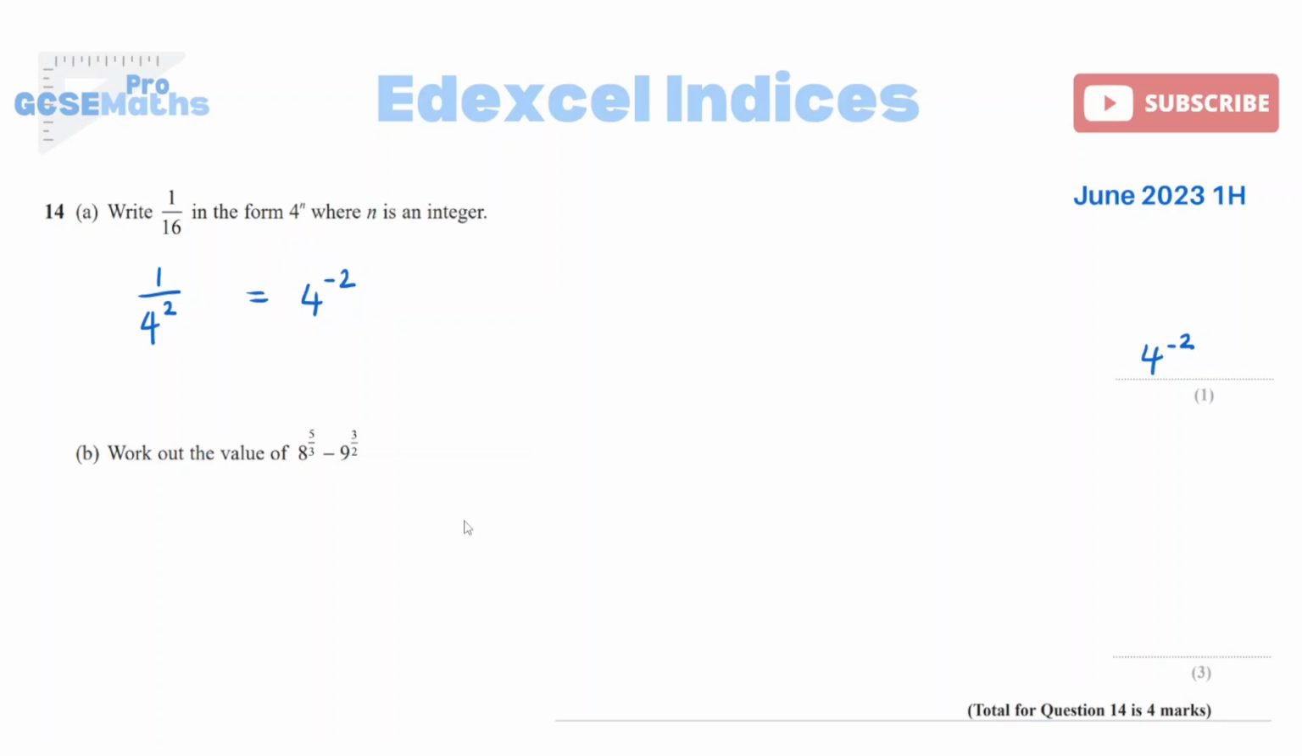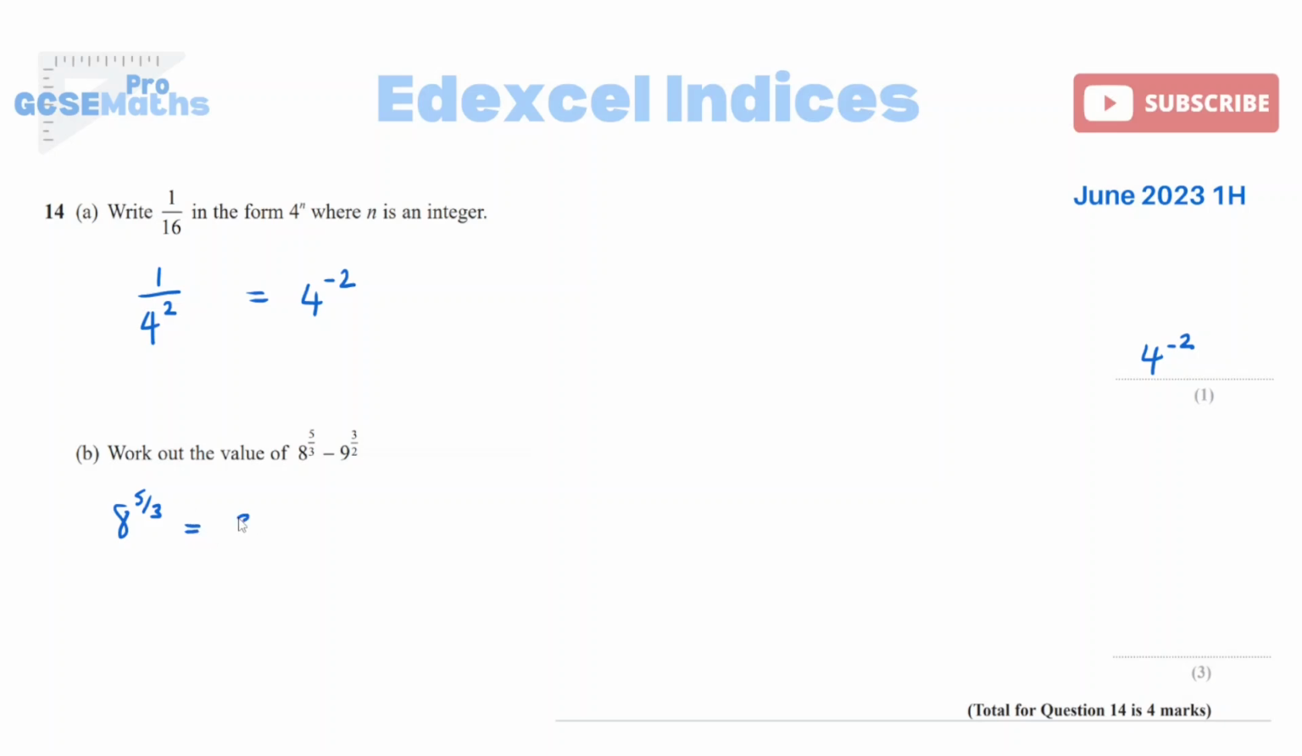Part B, work out the value of 8 to the power of 5 thirds minus 9 to the power of 3 over 2. So I'm going to work out both of these separately. These are both fractional powers. First of all, 8 to the power of 5 thirds. Fractional powers is where we have some kind of root, first of all. And it's always the denominator, isn't it? So 3 is our denominator.